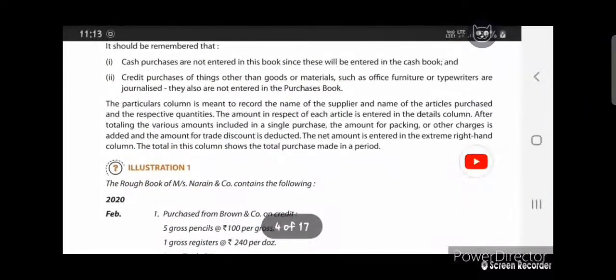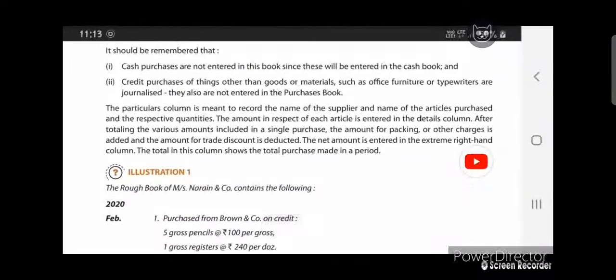You should remember that cash purchases are not entered in this book. In this book you should not enter cash purchases, since these will be entered in the cash book. Cash purchases you should enter in the cash book, the book you keep separately for cash. In that you have to enter the cash purchases, not in this purchase book.